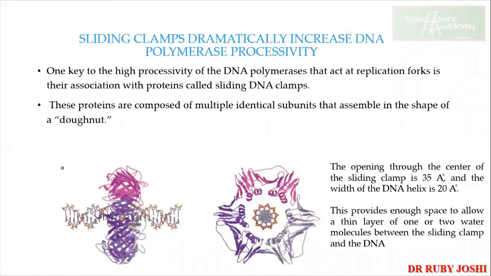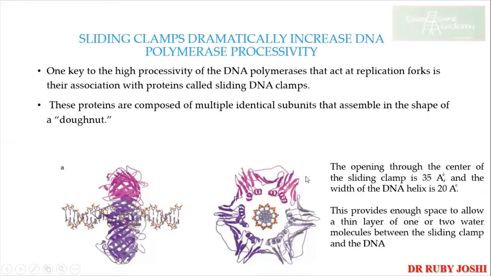Now, the function, and why we are talking about these sliding clamps. They increase the DNA polymerase processivity. This is very important: how the sliding clamps help in increasing polymerase processivity. They act at the replication fork, and their association with the DNA polymerase is important. Clamp, as the word itself says, means it holds, okay?